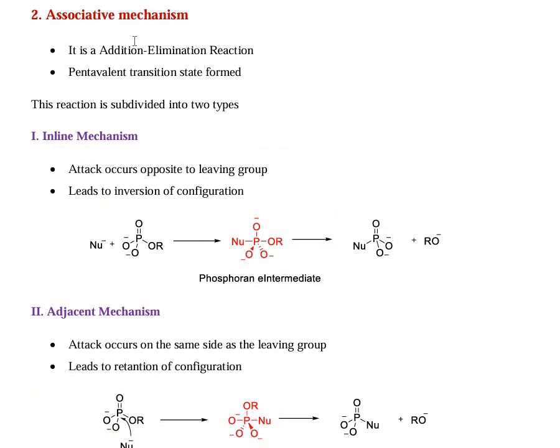Now the associative mechanism is an addition-elimination reaction. A pentavalent transition state is formed, and this reaction is subdivided into two types. The in-line mechanism: you can see the attack occurs opposite to the leaving group, leading to inversion of configuration. You have the nucleophile, you have this system, you have the phosphorane intermediate, and then your compound, phosphorus-nucleophile.